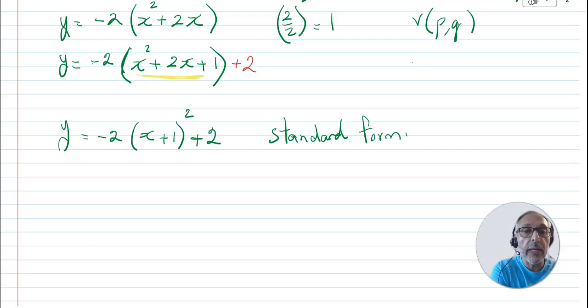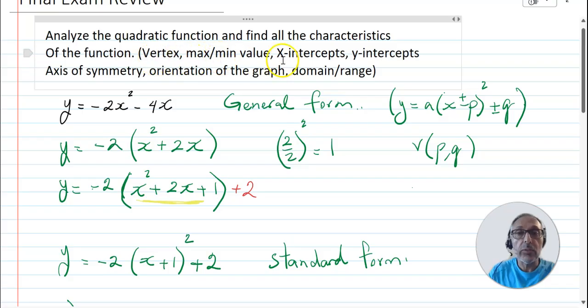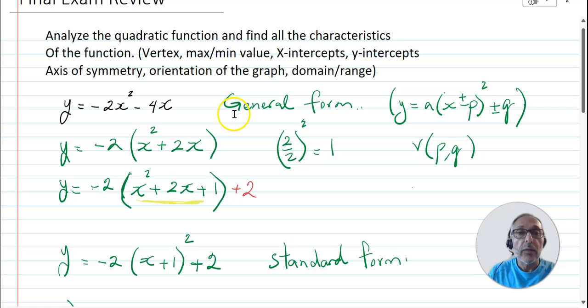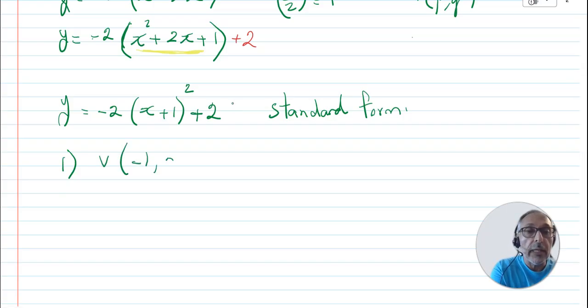So now we can go ahead and really answer all the questions that we have, all the characteristics of this function, and we're going to go through one characteristic at a time. Okay, vertex is very easy. Vertex is -1 and 2.